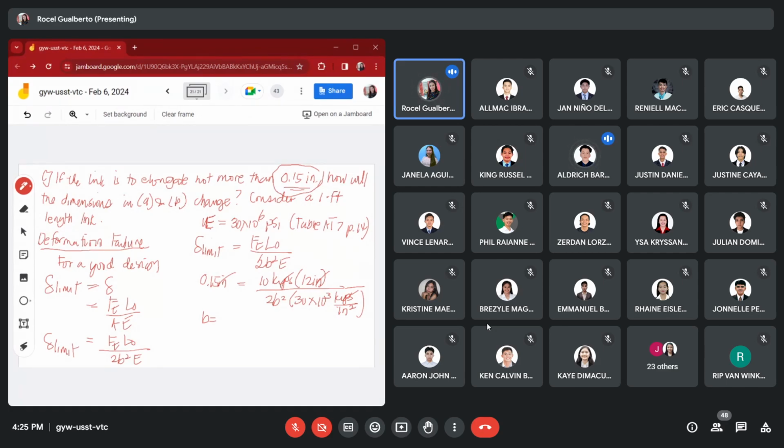Yes po, 0.115 inches po, ma'am. Okay, correct, 0.115. And if you take po yung kanyang standard size, yung 0.115, ano po yung standard size nito? Okay, ano po yung 115? 0.115, standard size.